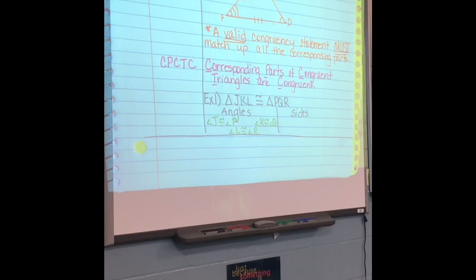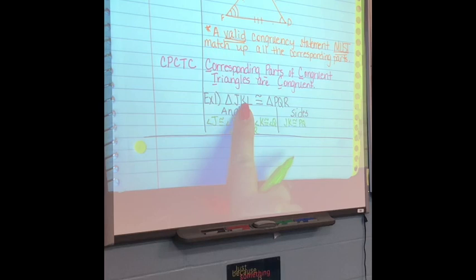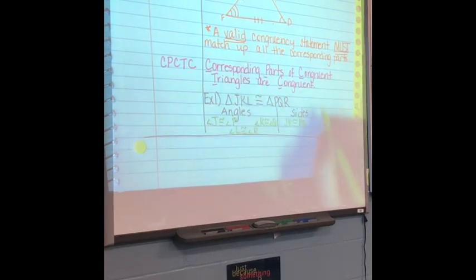Yes? All right. Now let's look on the other side. Kenya, can you give me a side? JK is congruent to PQ. Good. JK congruent to PQ. Centel? KL and who? Well, they're the last two over here, so it'll be QR over here. Yep. KL is congruent to QR.